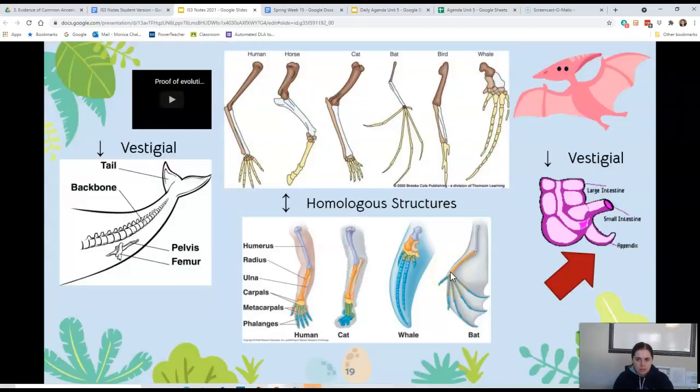Another vestigial organ, so here's our appendix, is the pelvis and femur in a whale. And that's important because it indicates that at one time, whales probably walked on land and had legs, back legs. So it's very interesting that this is still a remnant from a long, long time ago. And here's our arms, the forearms. The whale has the same bones as the human arm.